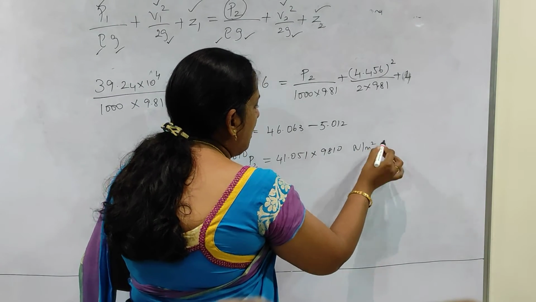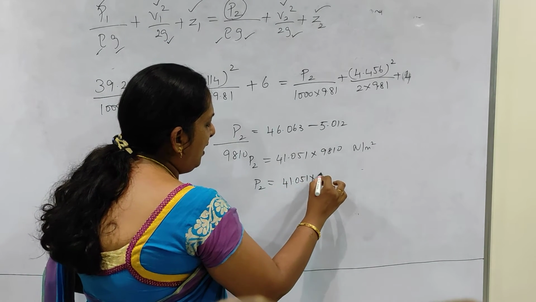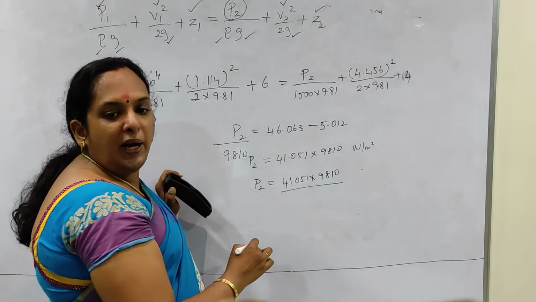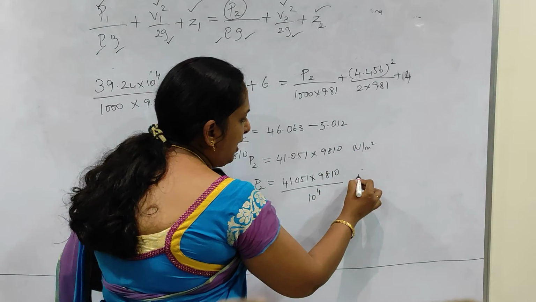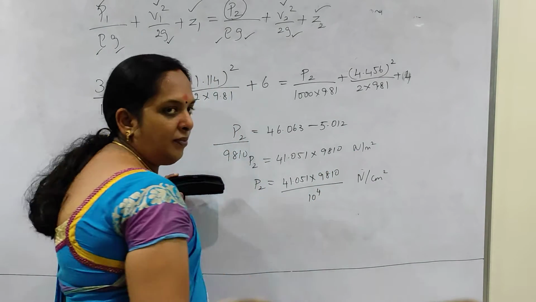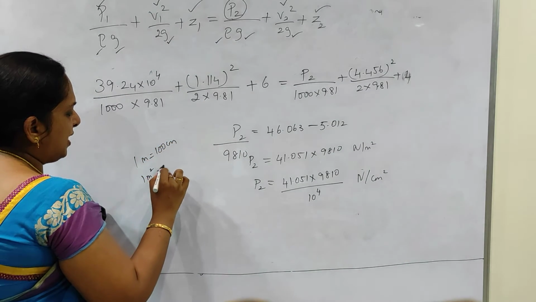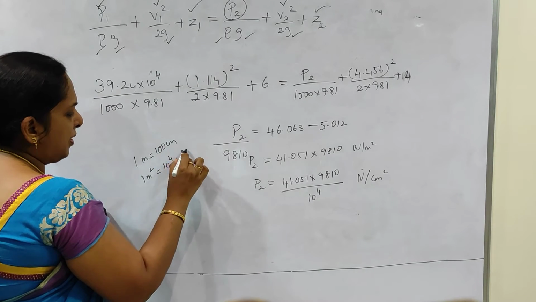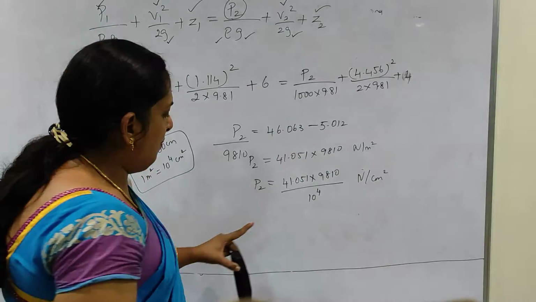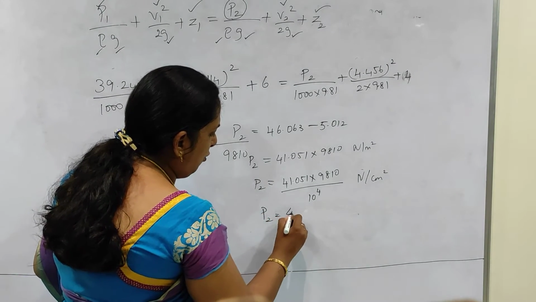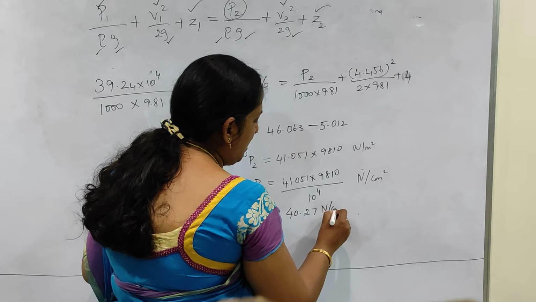Now I want to convert that in terms of centimeter square. So how will I do it? 41.051 into 9810 divided by 10 to the power of 4. I am converting meter square into centimeter square. We know 1 meter is equal to 100 centimeter, so 1 meter square is equal to 10 to the power of 4 centimeter square. So I am substituting 10 to the power of 4 here. My answer will be P2 is equal to 40.27 Newton per centimeter square.